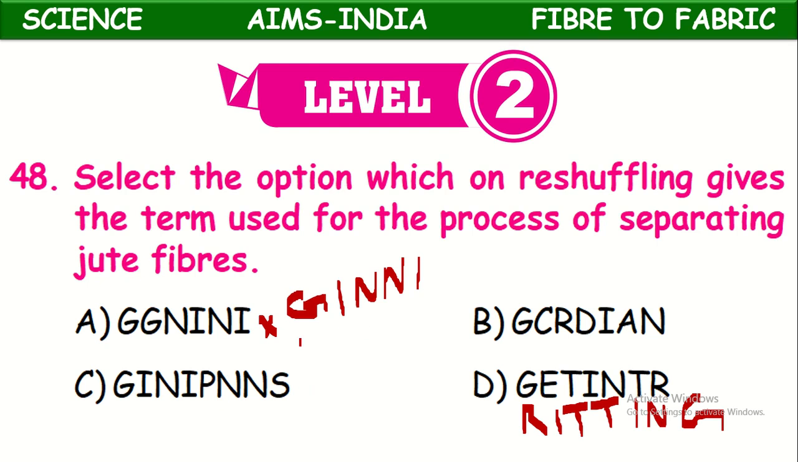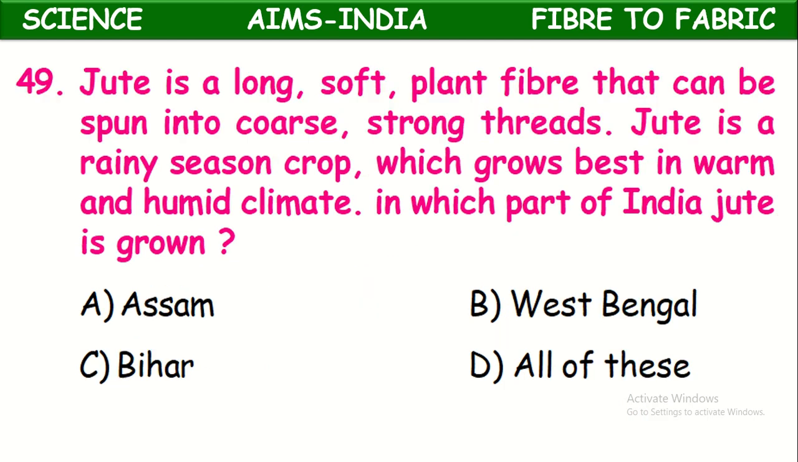Getting jute fiber. Spinning is there. Spinning. Jute is a long, soft plant fiber that can be spun into coarse, strong threads. Jute is a rainy season crop which grows best in warm and humid climate. In which part of India is jute grown? As we told, in the warm and humid climate, in all these areas it will be the same. So from all these places, jute is grown in India.